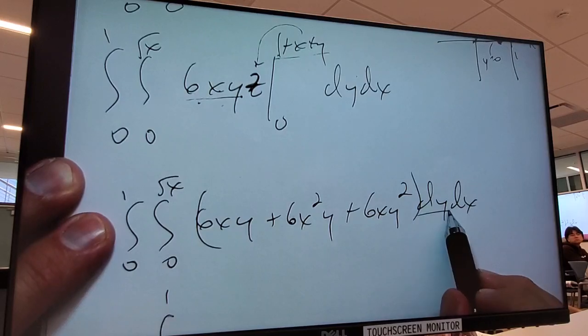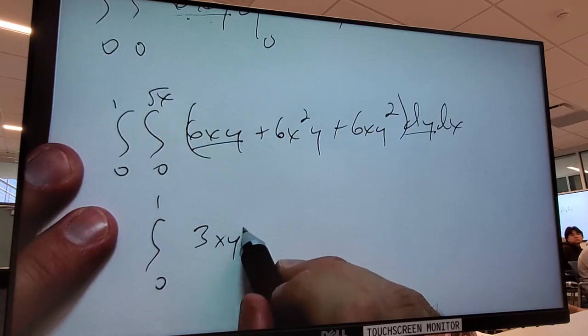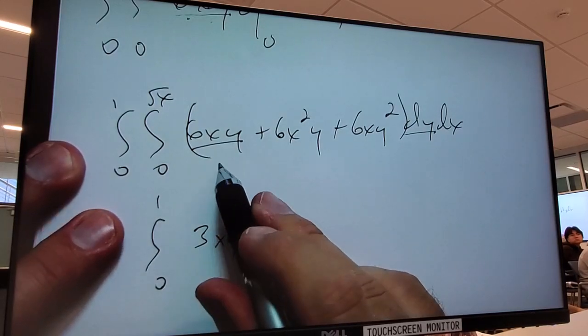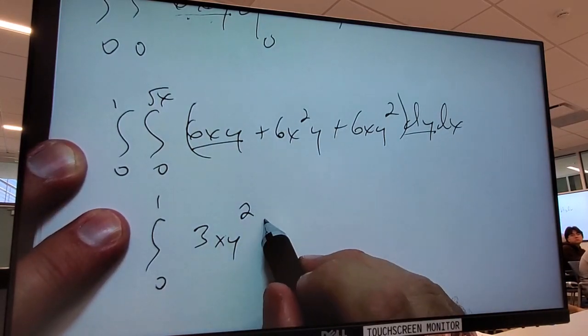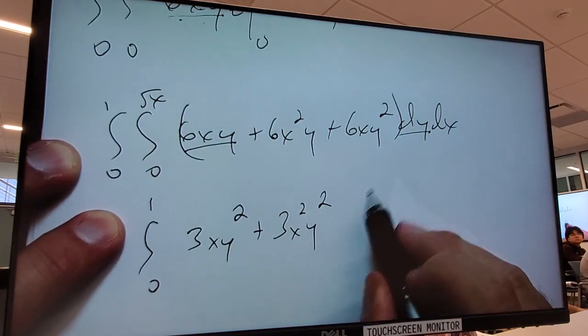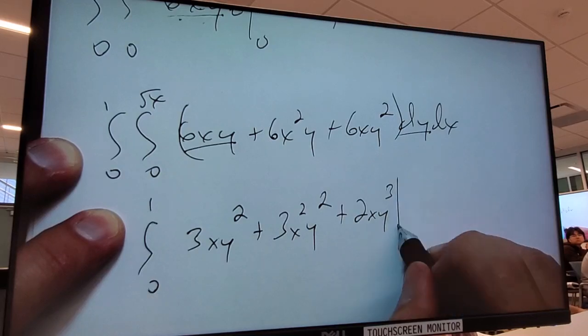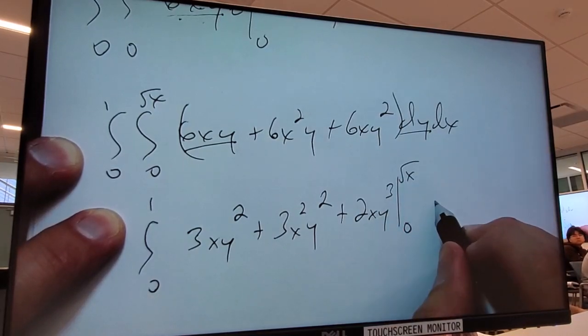So I'm integrating with respect to y. What's the integral of this? 3xy squared. I love it because x is a constant. Plus 3x squared y, plus 2xy squared. And evaluating that between 0 and square root of x.